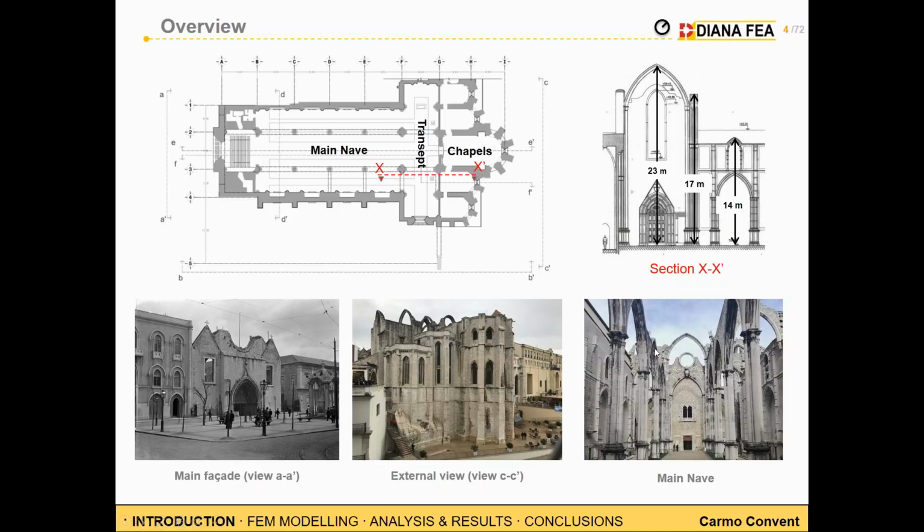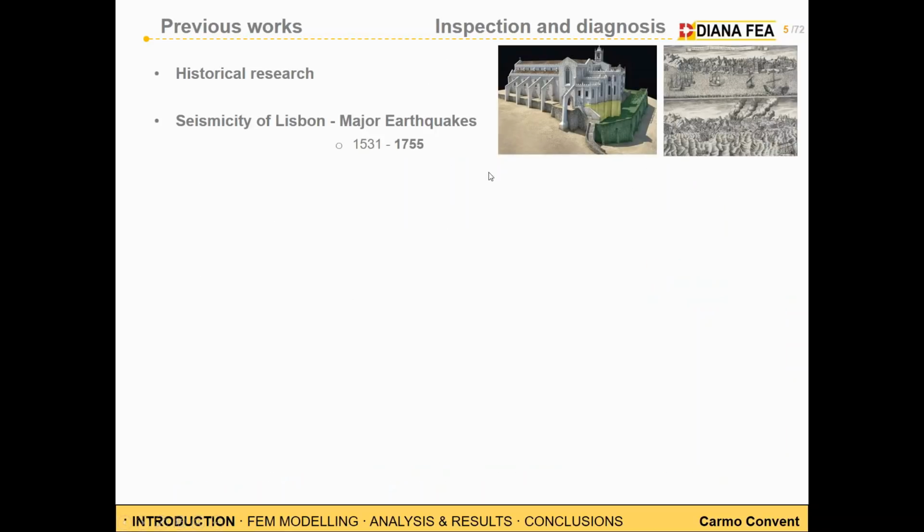and as you can notice, it doesn't have a roof system. This is because it suffered many earthquakes during its history, and the most severe seismic actions occurred in 1531 and 1755. After the last major earthquake, locals decided to leave Carmo Convent as it is, damaged as it is, in order to make it become a symbol of this strong earthquake.